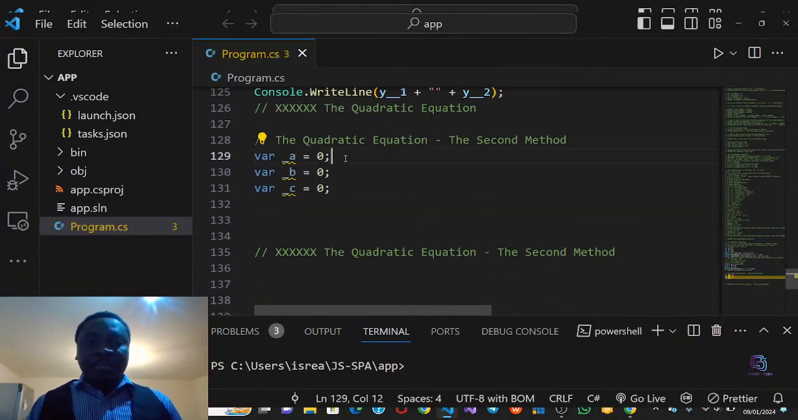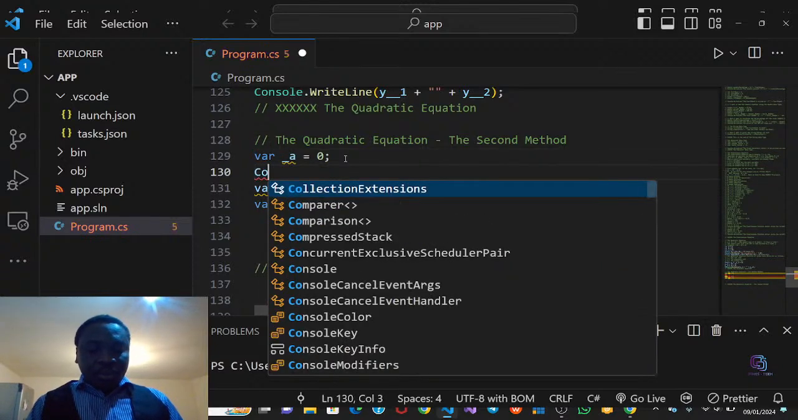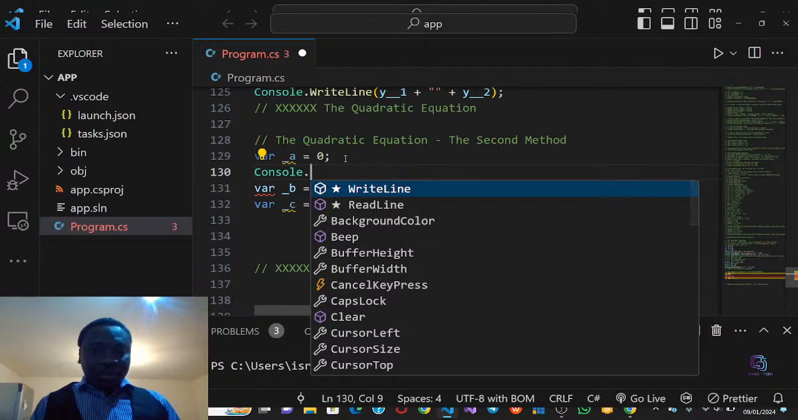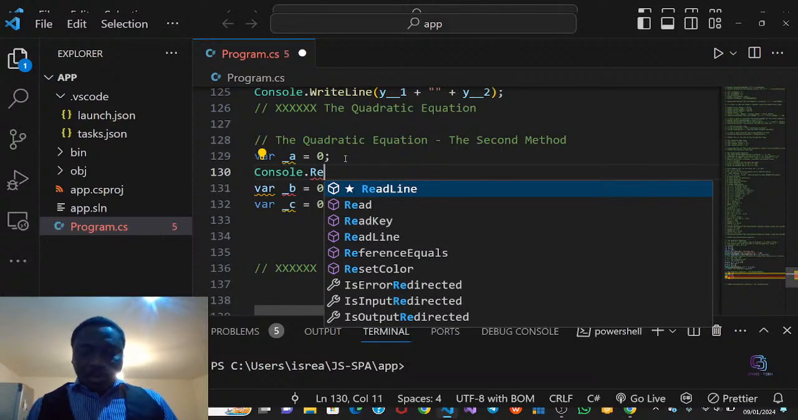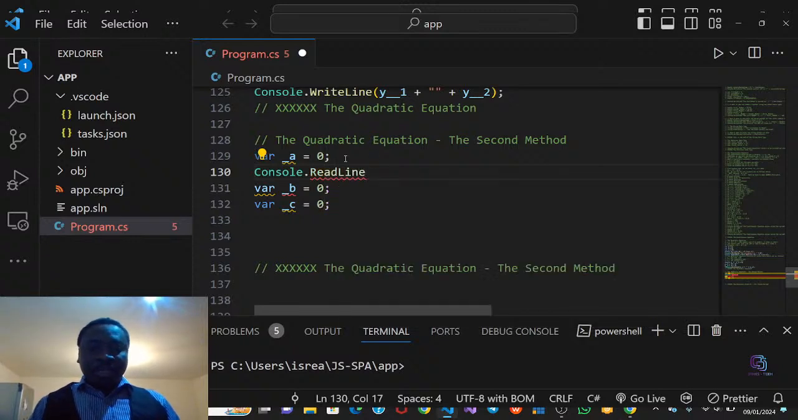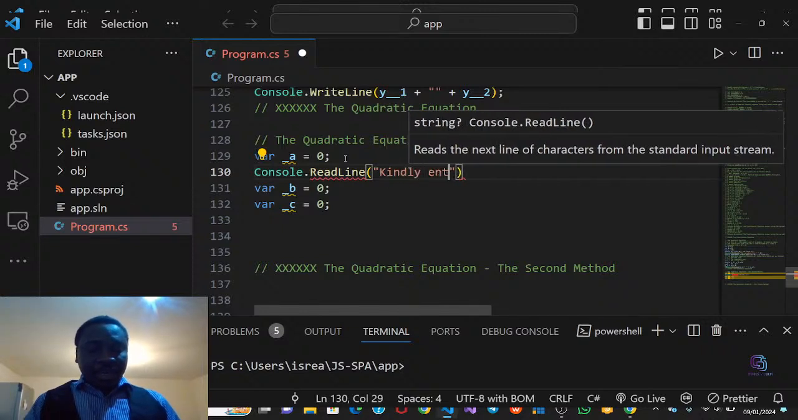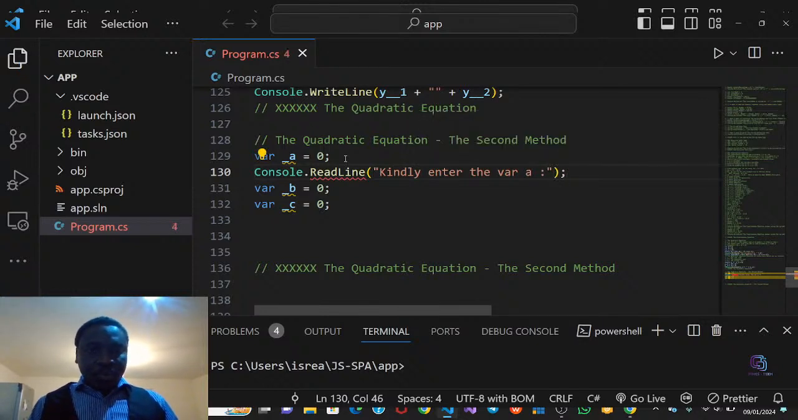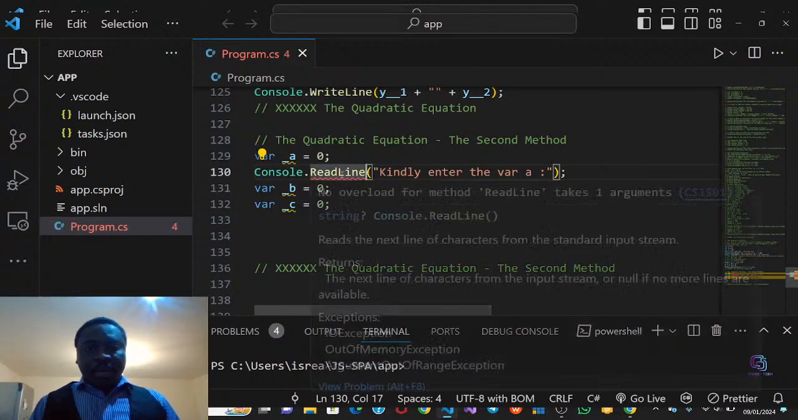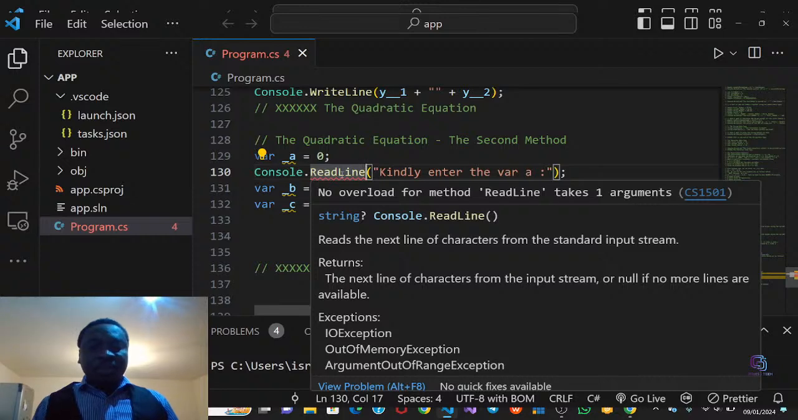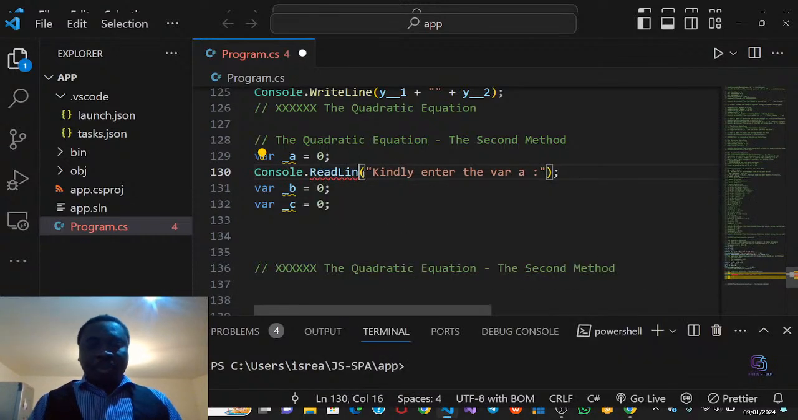I'll say console dot read. I want to read in line, and it says kindly enter the variable A. With this I want to make use of the console to read the variable. Let's use the console read key.